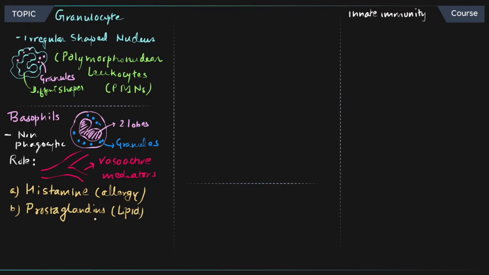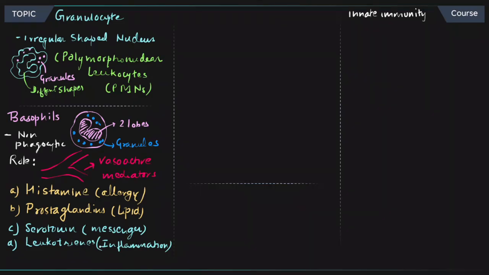The next one, apart from this particular molecule, is serotonin. And serotonin, we all know, is a chemical messenger molecule, and it helps in blood vessel constriction and dilation. After serotonin, the fourth one is leukotrienes. Leukotrienes play a very important role in inflammation. For example, they play a very important role in bronchoconstriction, narrowing of the airways, and inflammation. So this is the important function of basophils.